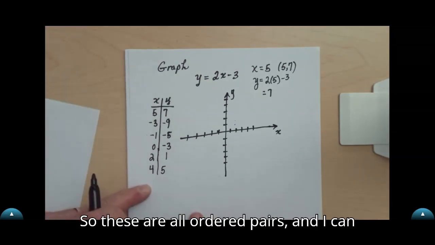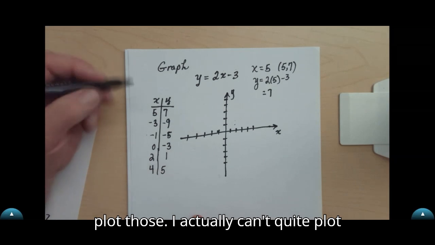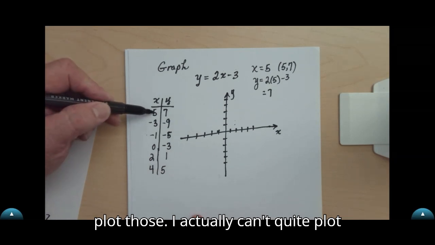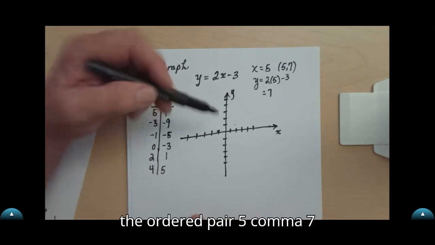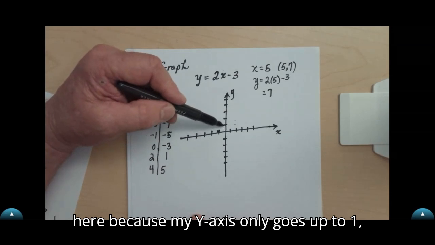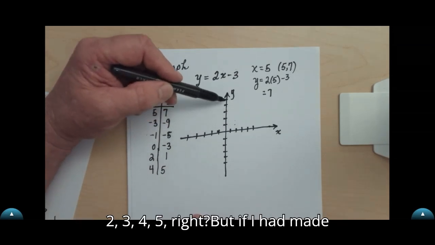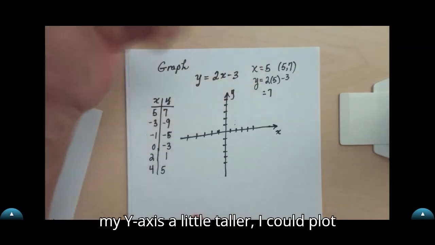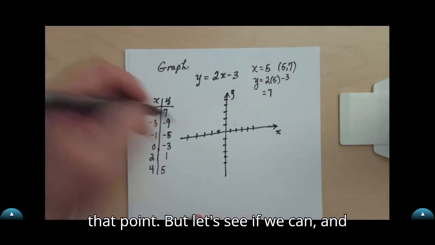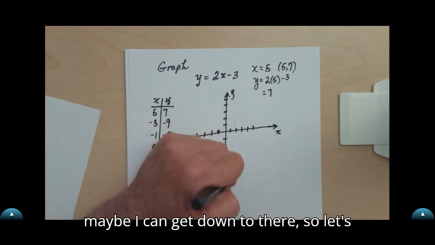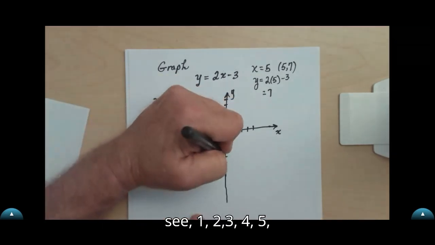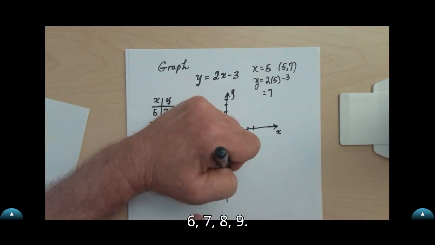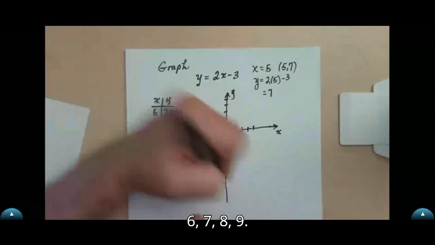So these are all ordered pairs, and I can plot those. I actually can't quite plot the ordered pair 5, 7 here because my y-axis only goes up to 1, 2, 3, 4, 5, right? But if I had made my y-axis a little taller, I could plot that point. I can't really plot this one either, but maybe I can get down to there. So let's see, 1, 2, 3, 4, 5, 6, 7, 8, 9.